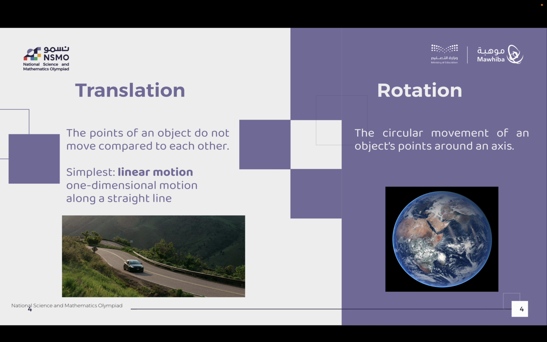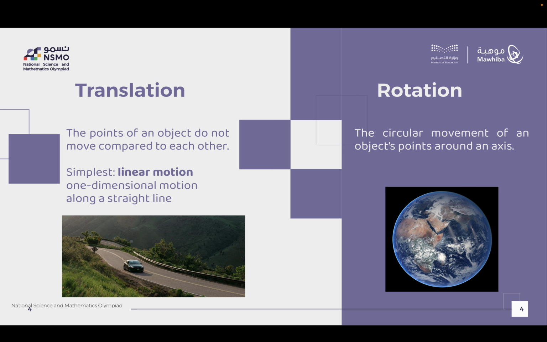There are several different kinds of motion. The two big groups are translational motion and rotational motion. During translational motion, the points of an object do not move compared to each other. This means that the object is not rotating and it will not become deformed. Its shape stays the same. The simplest case of this is linear motion, which is a one-dimensional motion along a straight line.